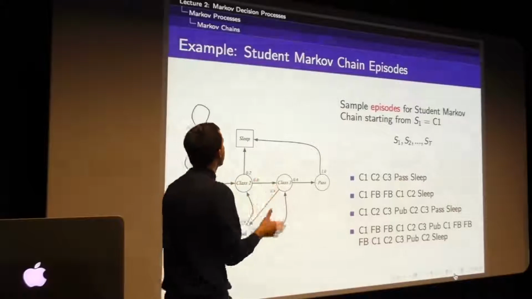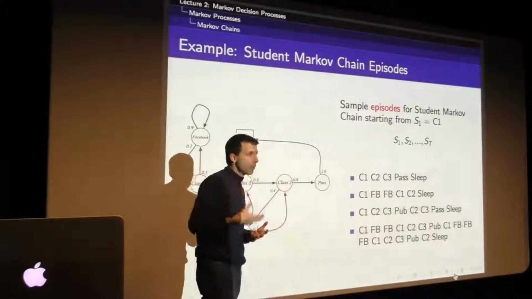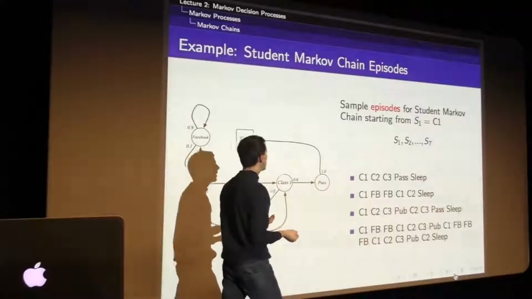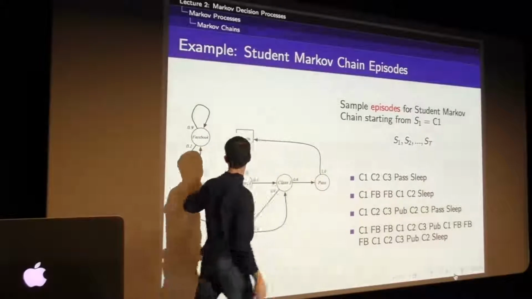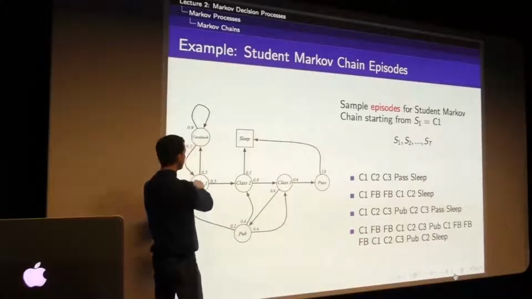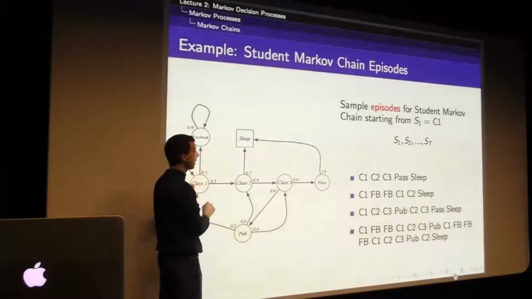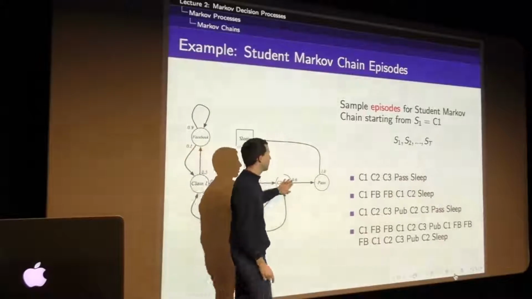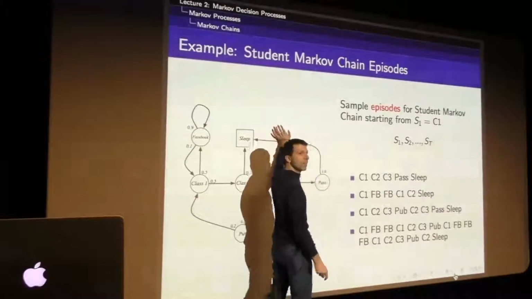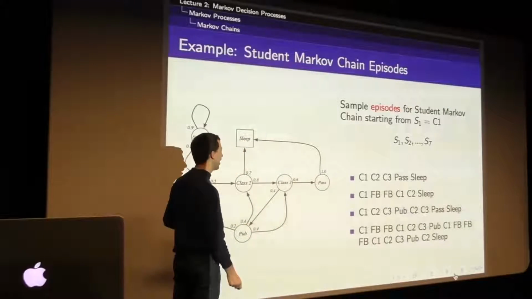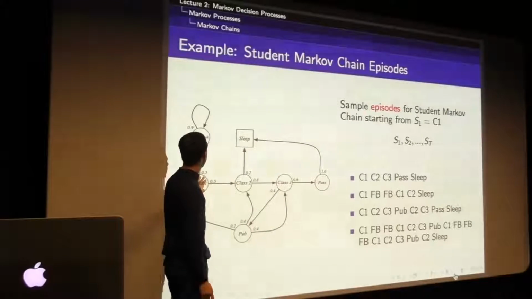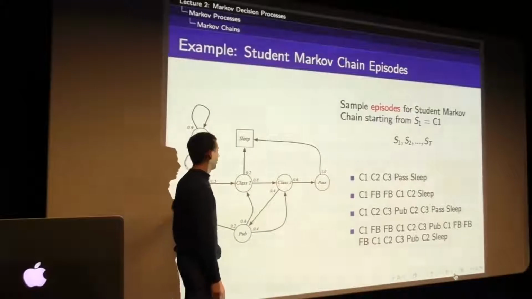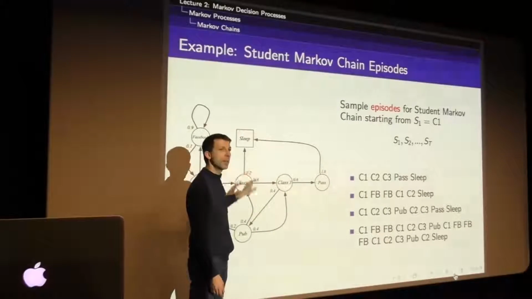Okay, so now that we've got this student Markov chain, let's think about what it means to take samples of this. So what's a sample? A sample is a sequence of states where we start, for example, in class 1, and now we're just going to take samples through this system. For example, one sample might look like this, where we go class 1, class 2, class 3, pass, fall asleep. That's the nice sample. But you might also have another sample like class 1, Facebook, Facebook again, back to class 1, back to class 2, and then fall asleep.